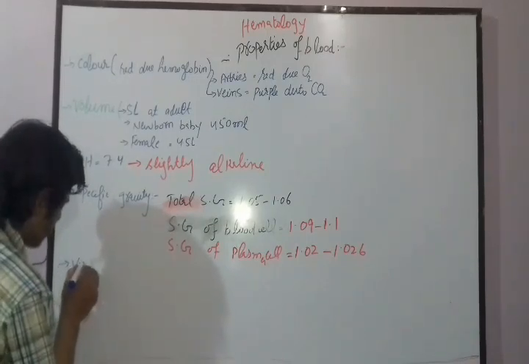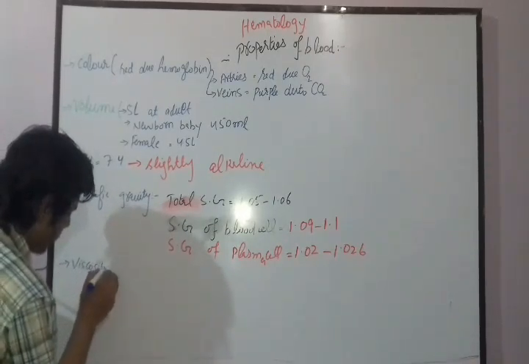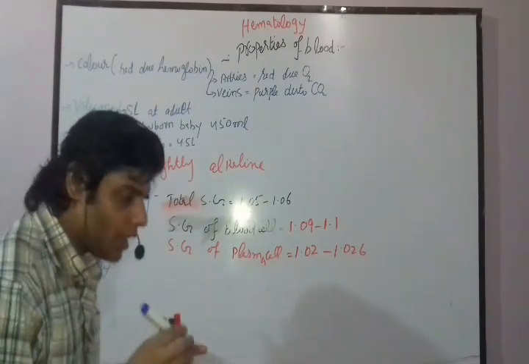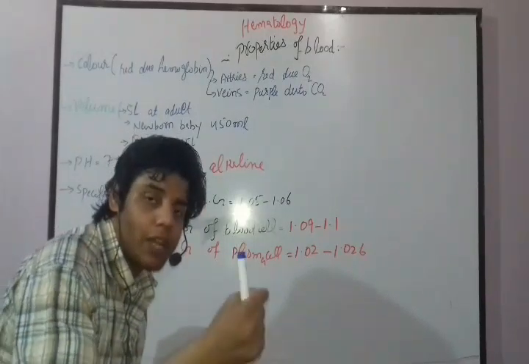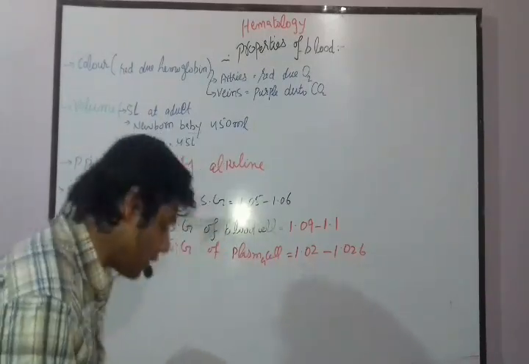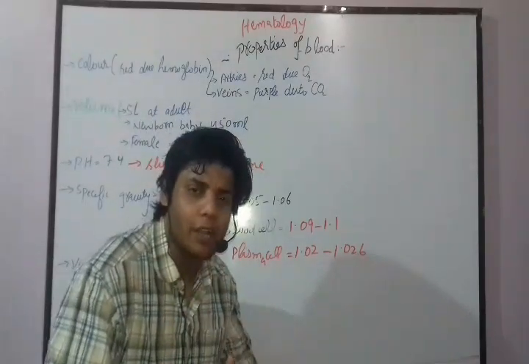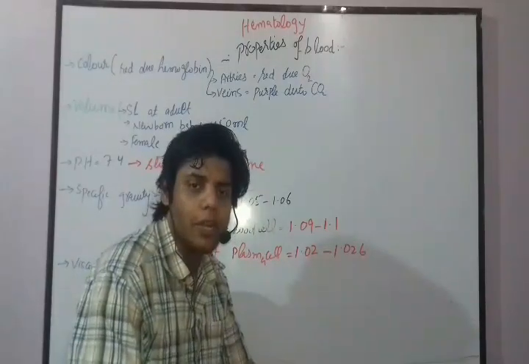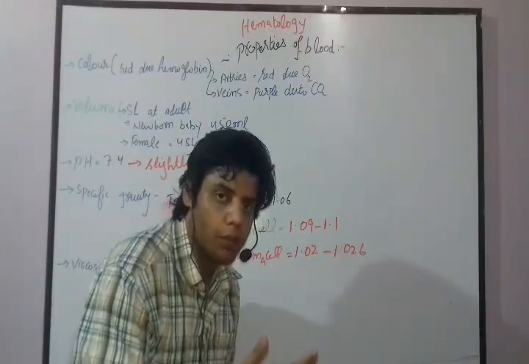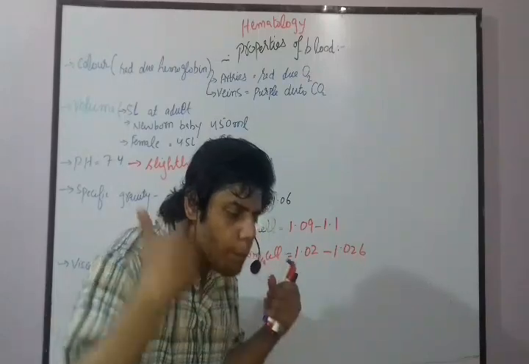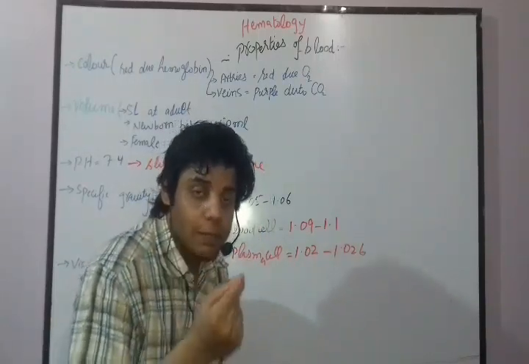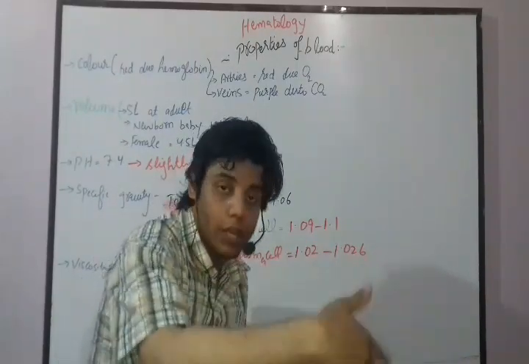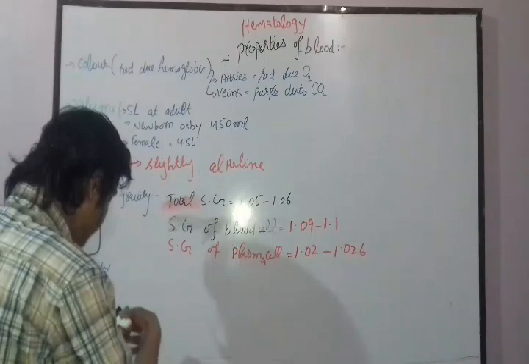And the fifth property of the blood is about viscosity. If we see the viscosity of the blood, keep one thing in your mind: blood is 5 times more viscous than water, due to the presence of organic substances, inorganic substances, proteins, minerals, and some other materials. Inshallah, we'll be talking about the composition of the blood. So due to these materials, it is very viscous, 5 times more than water.